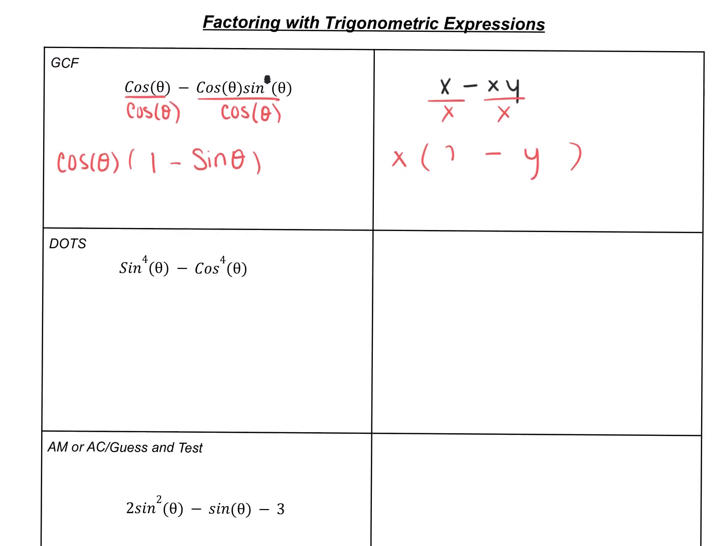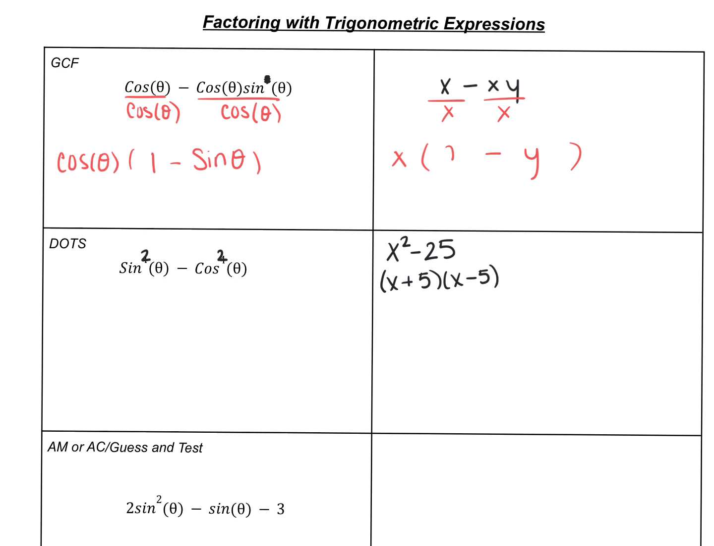Let's talk about a DOTS example. All right, let's do a DOTS example. So just for simplicity, I'm actually going to change these to 2's. It'll make our lives a little bit easier. So DOTS, recall, is when we have a difference of two perfect squares. The one that you're used to seeing would be something like x squared minus 25. Everyone knows that that's x plus 5, x minus 5.